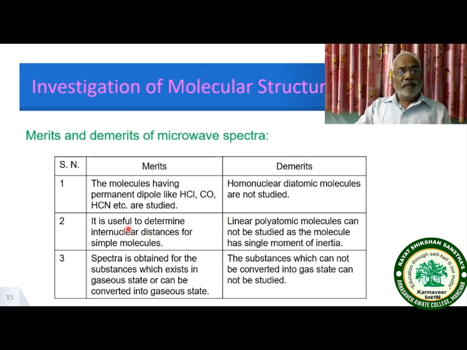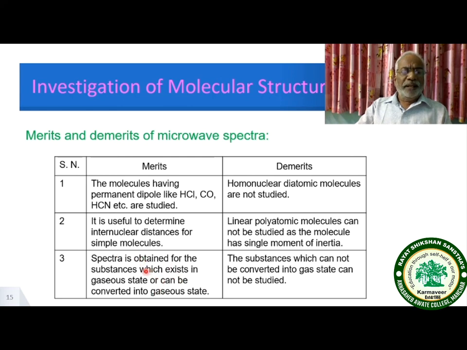Another merit is that it is useful to determine internuclear distances for simple molecules, but it is not useful to determine the bond lengths in linear polyatomic molecules, because rotational spectra give us a single moment of inertia, and from a single moment of inertia it gives us a single bond length. But in the case of linear polyatomic molecules, there are many bonds in that particular molecule.